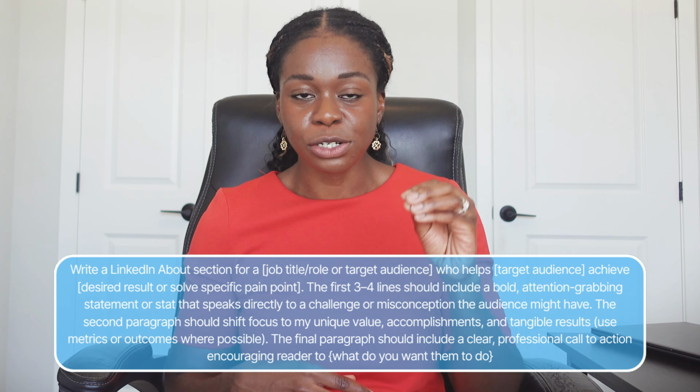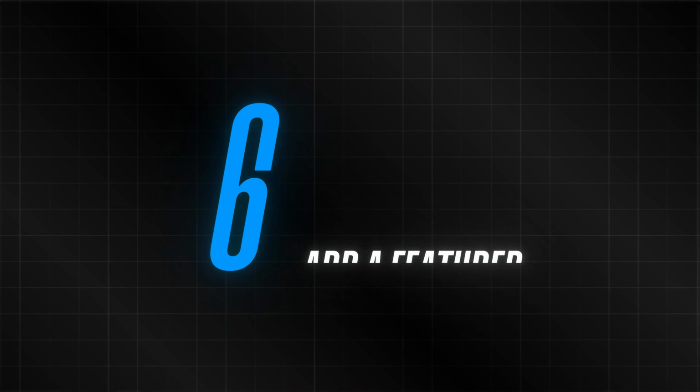Opening statement, catch their attention. Second paragraph, talk about yourself, the value you bring, your accomplishments. Closing paragraph, call to action. So that is the prompt that you want to use to create your About section for your LinkedIn profile. Let's talk about the featured section.